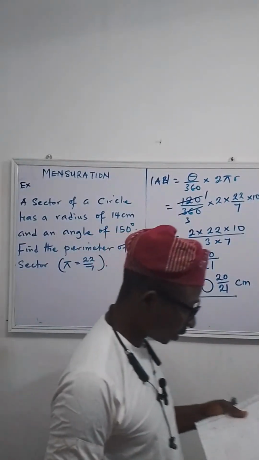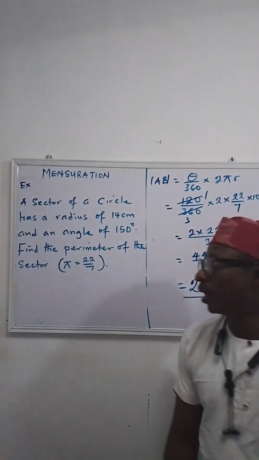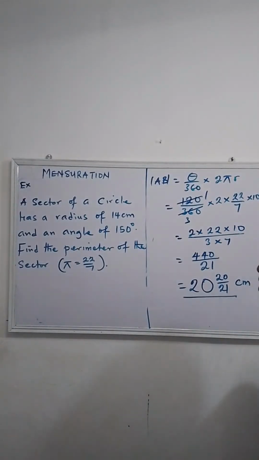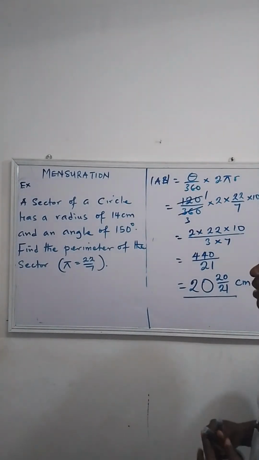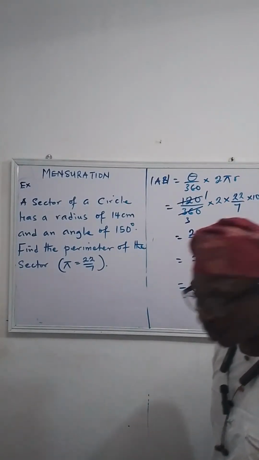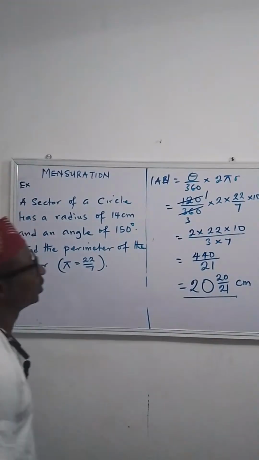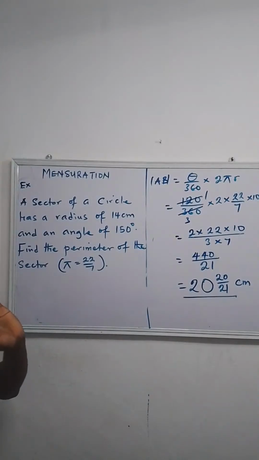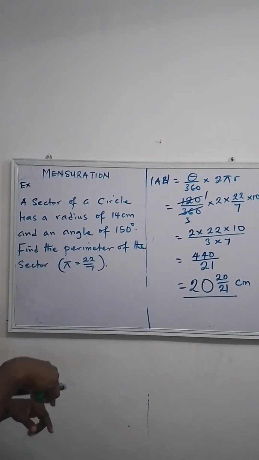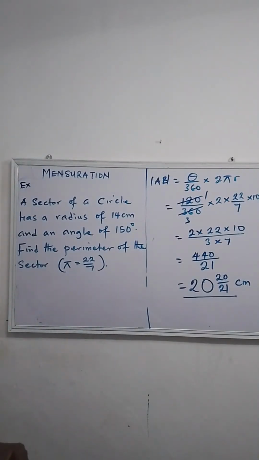Okay, so this is another question. The question says a sector of a circle has a radius of 14 centimeters and an angle of 150 degrees. Find the perimeter of the sector. So I want you to make an attempt before we solve this problem together. Don't forget, I told you that if you want to find the perimeter of a sector, you add the two radii together and length of arc. So that should guide you now to the solution to this problem. So I want you to try that within 2 minutes before we solve the problem.